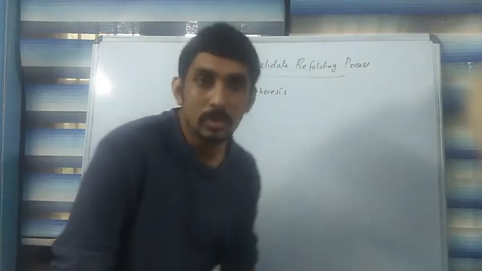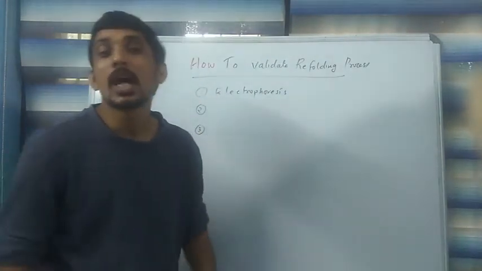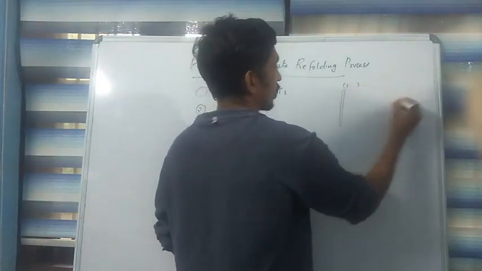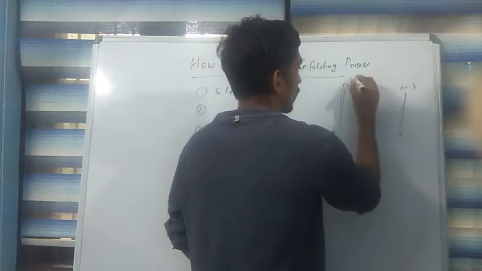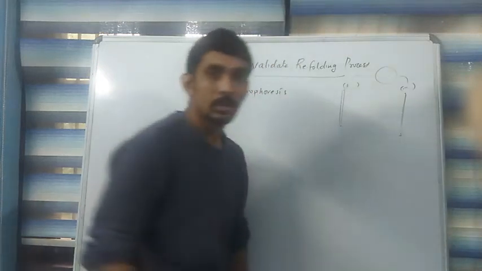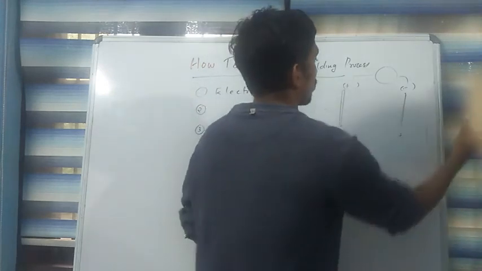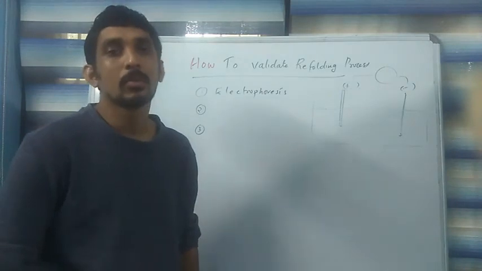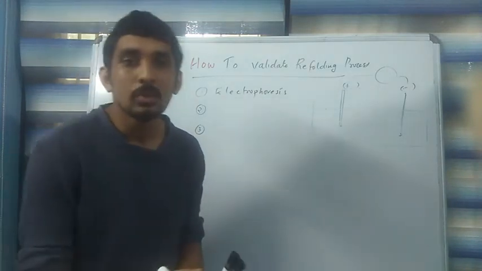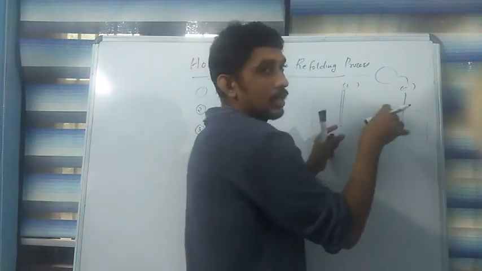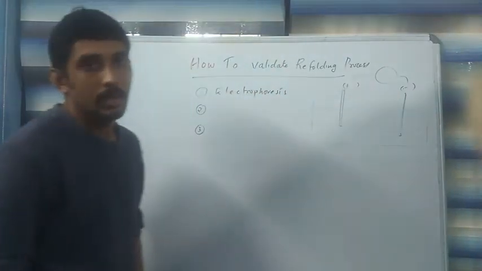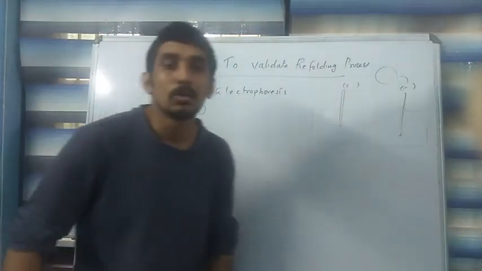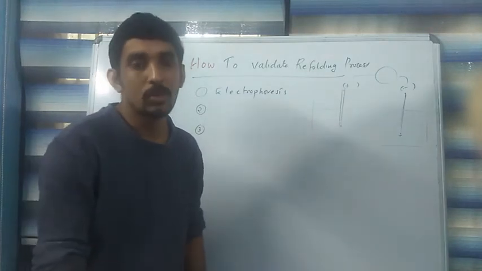We know that electrophoresis is the migration of charged particles towards the opposite electrode. Suppose this is a positive electrode and this is a negative electrode. You can connect it into a circuit. By using this electrode, we can migrate charged particles like proteins through a medium having a definite pore size. So the electrophoresis method can be employed to validate the folded protein, to check whether the folded protein is correct or not.